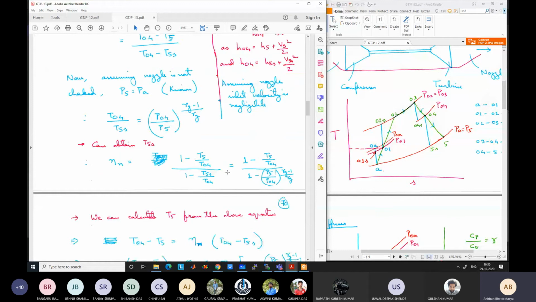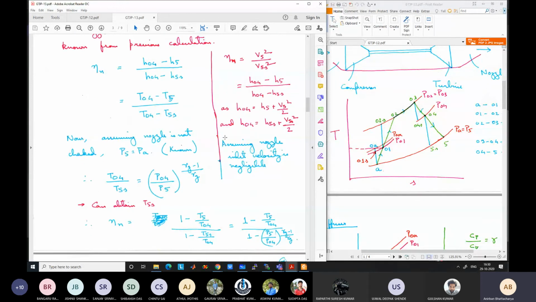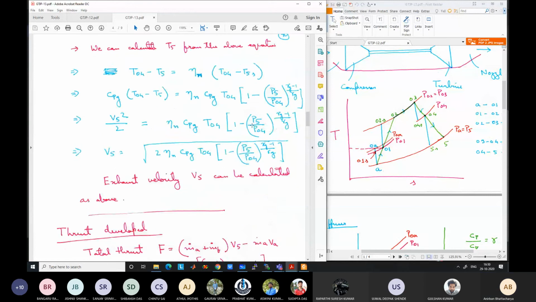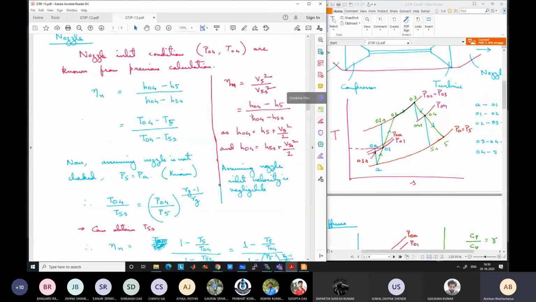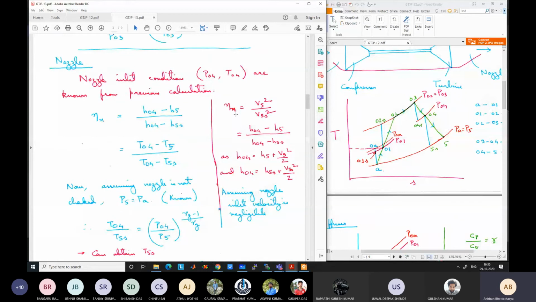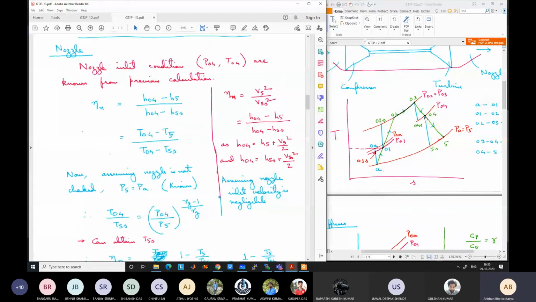So the last part is the nozzle. I will just go through this part of the calculation, and we will discuss the nozzle in detail in the next class. This part we will just finish today, one page, and then we will go into the next class. The inlet condition of the nozzle is now fixed, P04 and T04. What is the outlet condition of the nozzle? What is the outlet pressure of the nozzle?